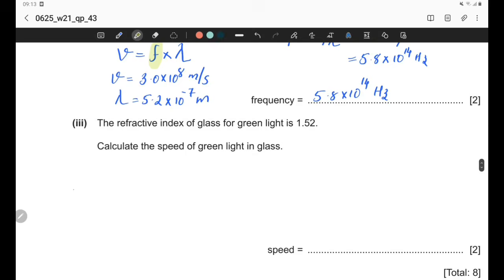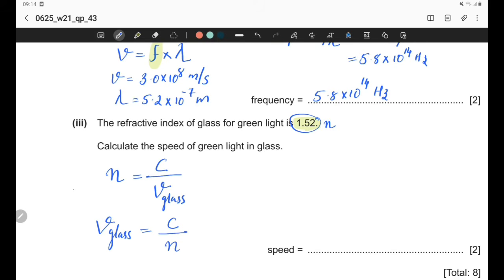Part 3. The refractive index of glass for green light is 1.52. Calculate the speed of green light in glass. So the refractive index n is given. Here we can use the equation of refractive index, that is refractive index of glass will be equal to speed of light in air over speed of light in glass. So in order to calculate speed of light in glass, we can make speed of light in glass the subject. So we will get speed of light in air over refractive index, and speed of light in air c, which we already discussed, is always constant, 3 times 10 to the power 8.